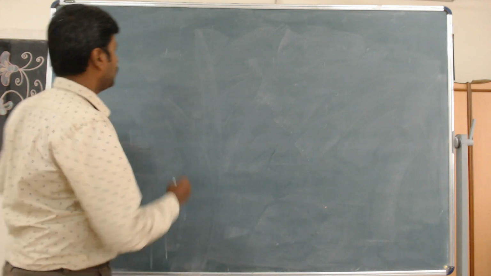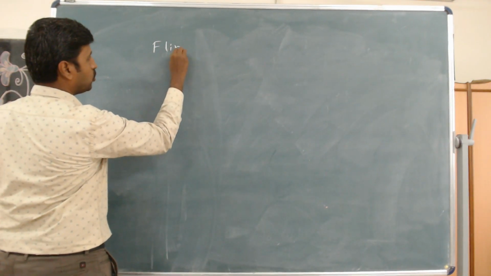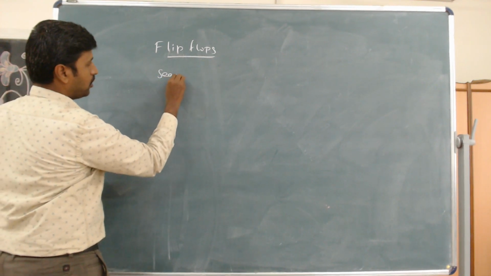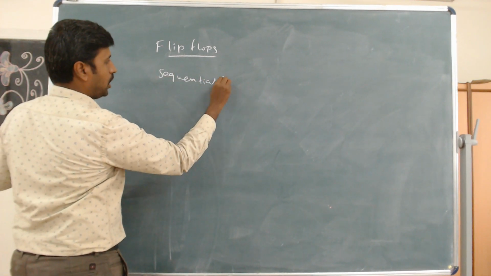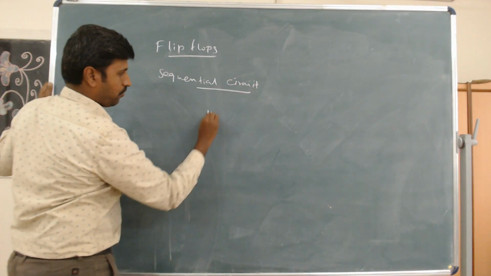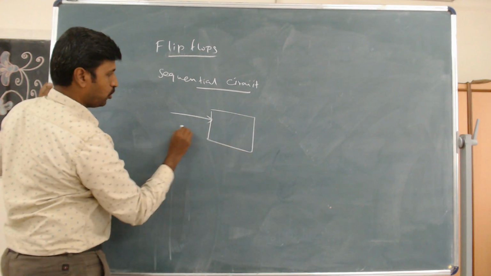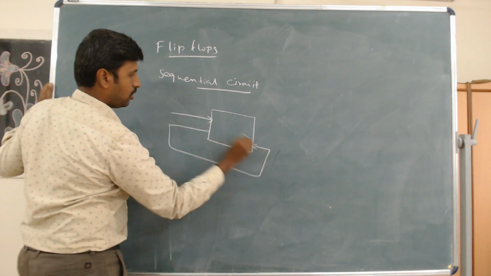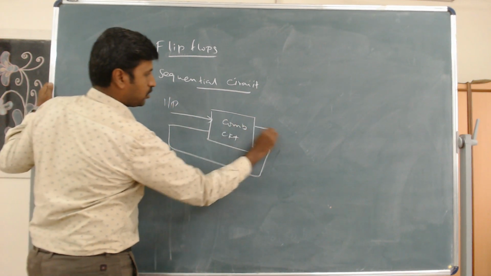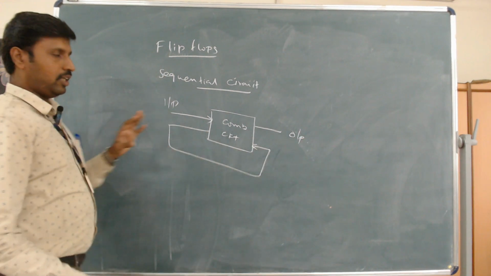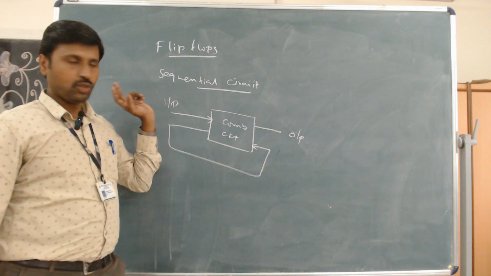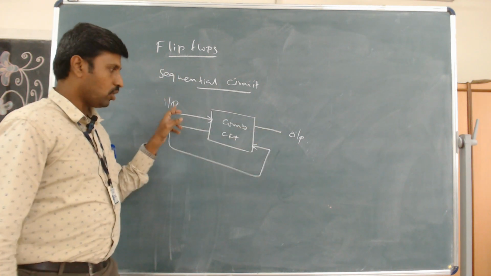Flip-flops are one of the sequential circuits. So first, what is a sequential circuit? In a combinational circuit, there are inputs and outputs, and the output depends only on the present inputs, whereas in a sequential circuit, the output depends upon the present input and the past output.